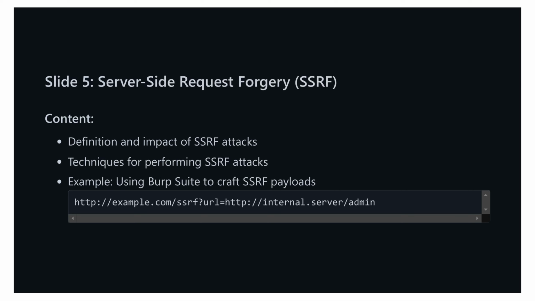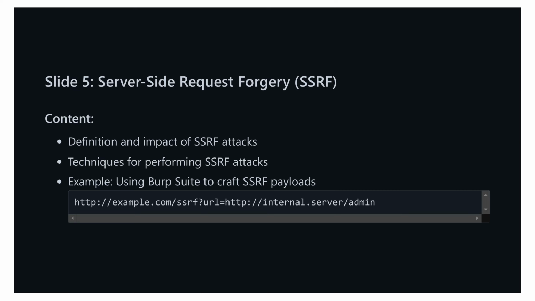Continuing from our previous discussion on directory traversal, we now move on to another significant vulnerability, server-side request forgery, or SSRF. In an SSRF attack, the attacker exploits the server's ability to make HTTP requests on behalf of the user. The malicious actor manipulates these requests to access or interact with internal services, potentially leaking sensitive information or causing other destructive behavior. The impact of SSRF attacks can be quite severe.